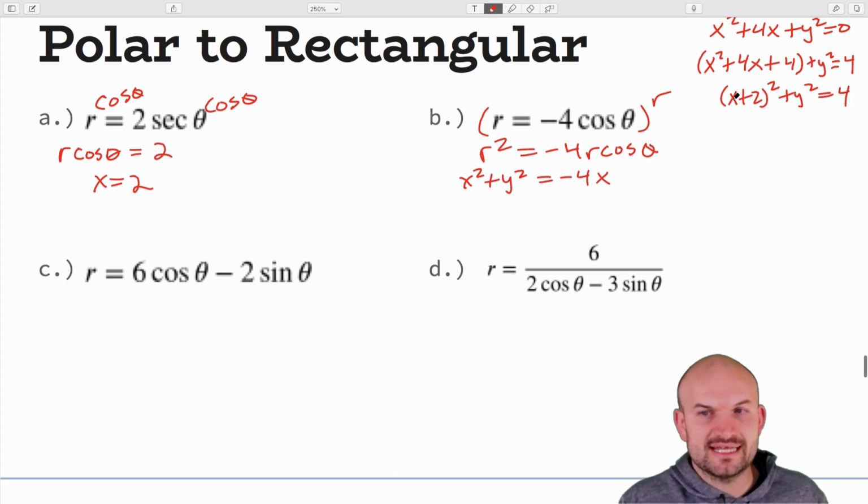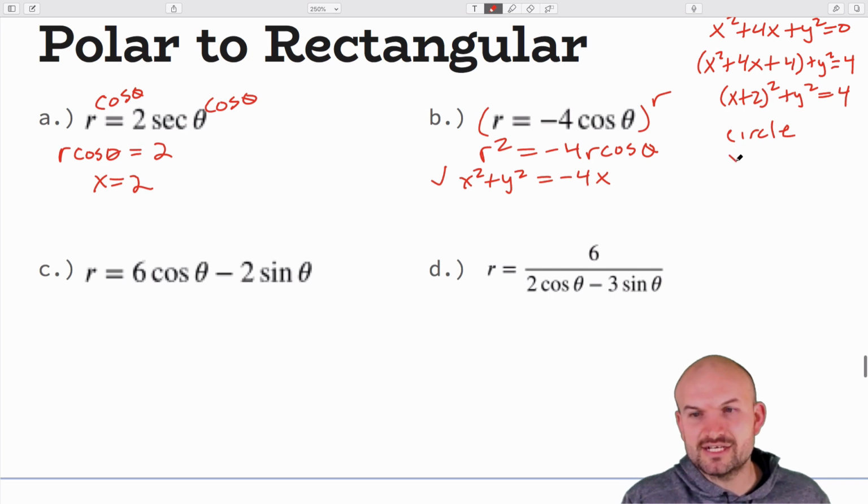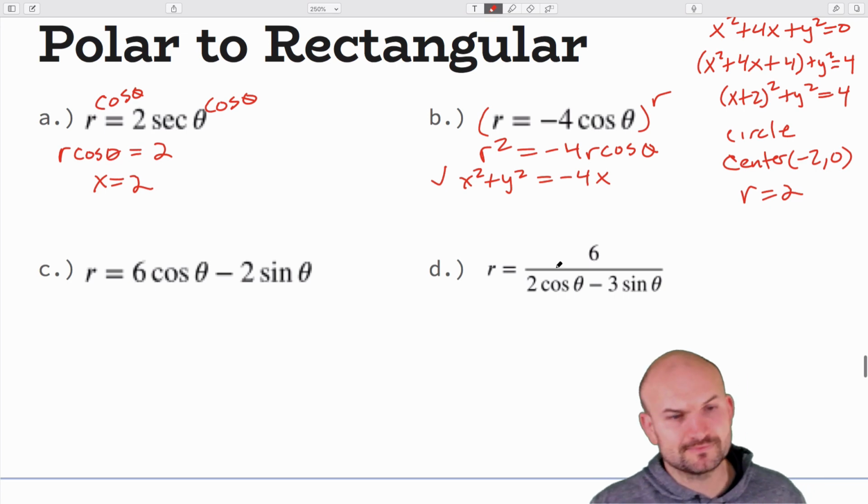And now you can see that that is an equation. So again, that's perfectly fine. But from here, a little bit extra, you can see that it is a circle, but with the center at -2, 0, and a radius equal to 2. So very, very similar to our last example.